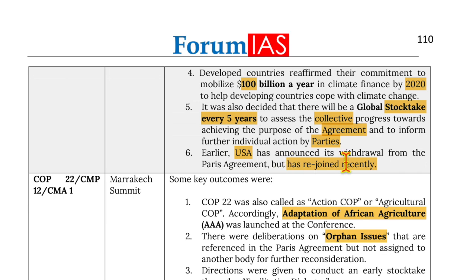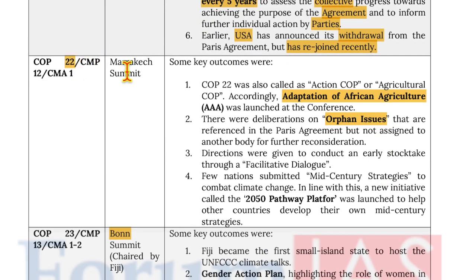Earlier, USA had announced its withdrawal from the Paris Agreement but has rejoined recently. Now, COP22, which is Marrakesh Summit, the key outcomes: COP22 was also called Action COP or Agriculture COP. Accordingly, Adaptation of African Agriculture, that is AAA, was launched at this conference. There were deliberations on orphan issues that are referenced in the Paris Agreement but not assigned to another body for further reconsideration. Directions were given to conduct an early stocktake through facilitative dialogue.